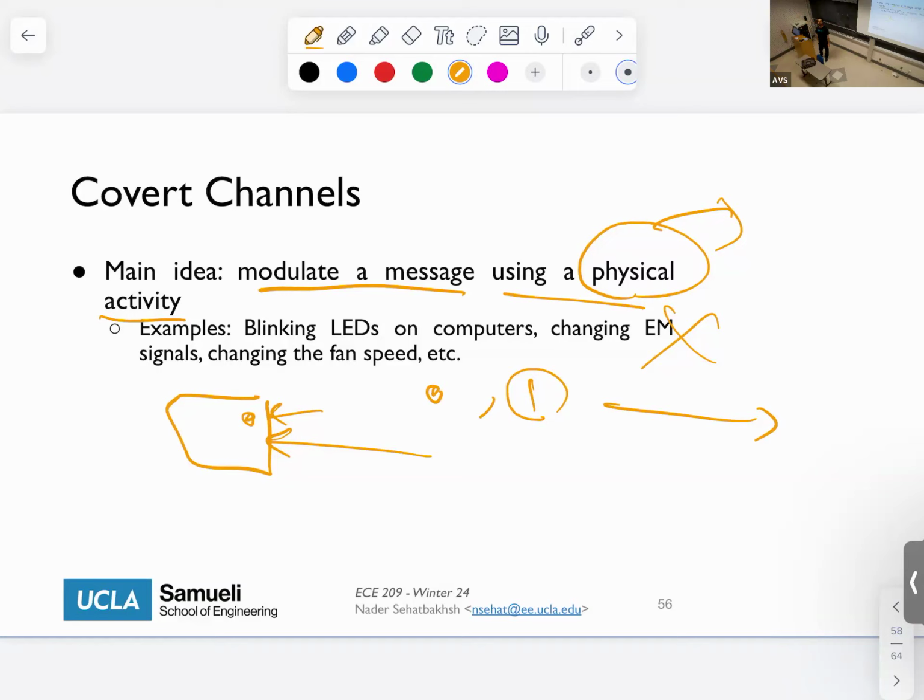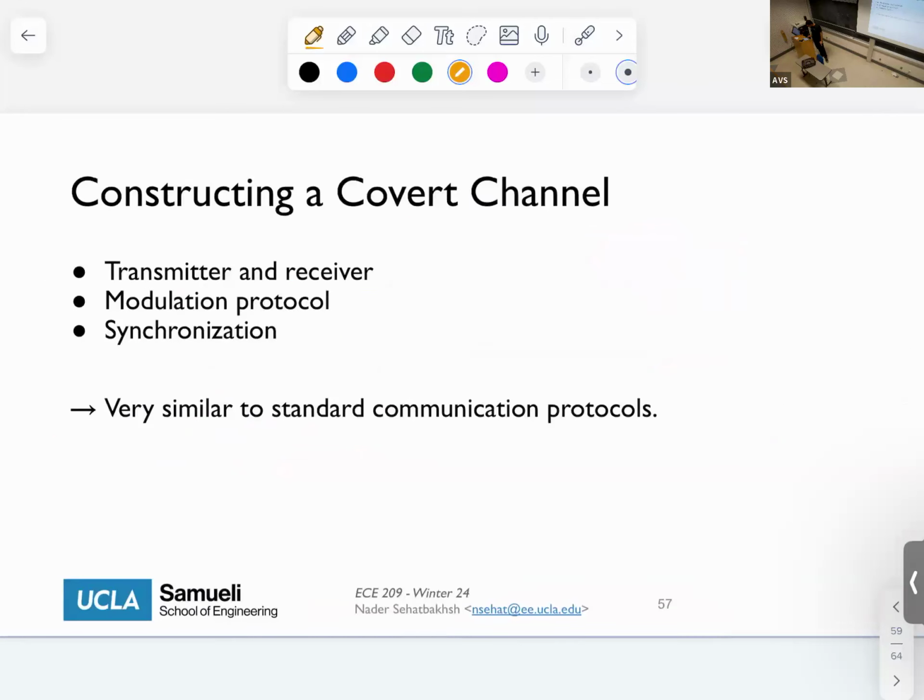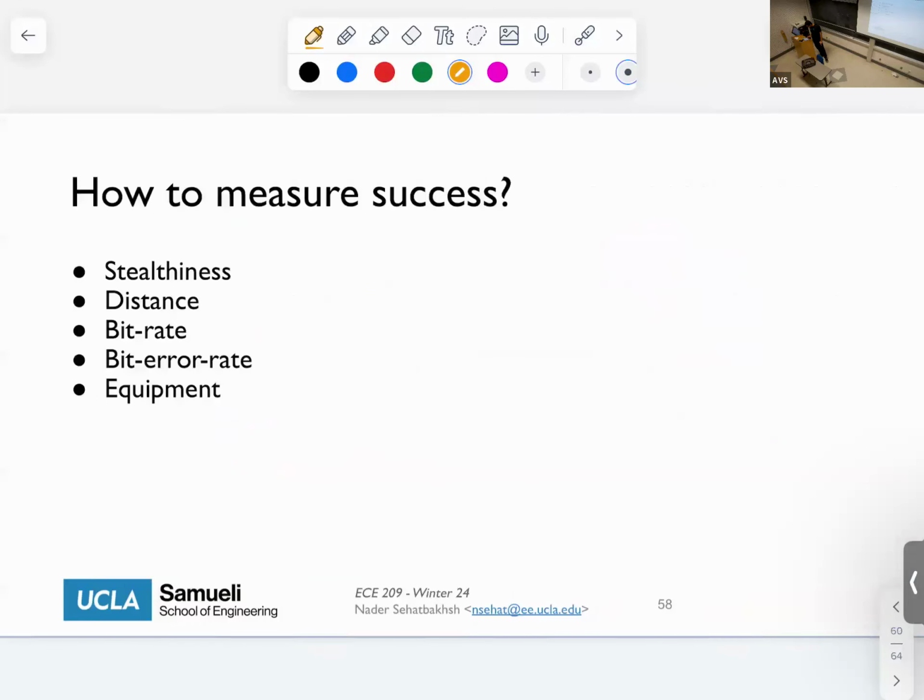Yeah. Is there some sort of speed limitation on how much data we can send? Yes, that's actually a great question. So the bit rate is one of the big challenges here. How fast can I send this information? And that depends on what you want to send out.